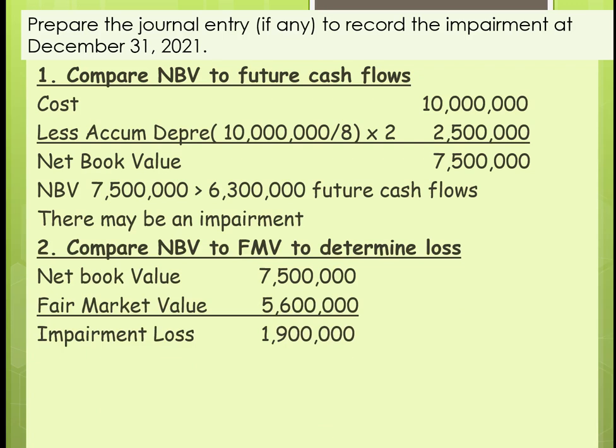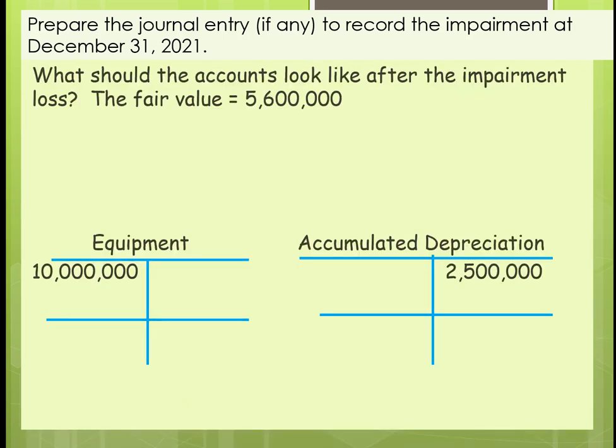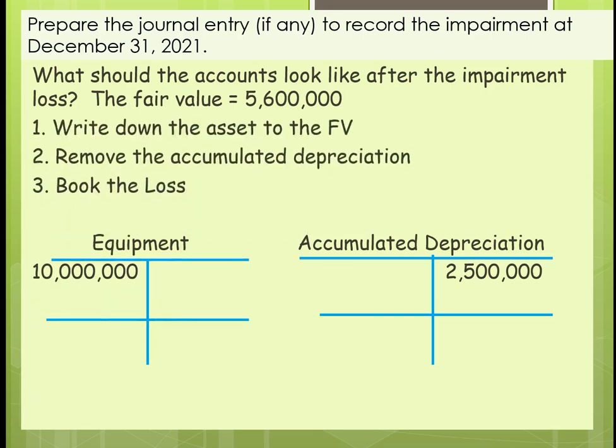Then we're going to compare the net book value to the fair value, and it tells us we have an impairment loss of $1.9 million. Now, this is what is on the books, but what we have to do when we have an impairment is write down the asset to the fair value and remove the accumulated depreciation and book the loss. So, the entry we'd have to make for these two accounts is we'd have to decrease equipment by $4.4 million. And we'd have to get rid of the accumulated depreciation, and so now we have 5.6 on the books, which is the fair value. So the journal entry would look like this.